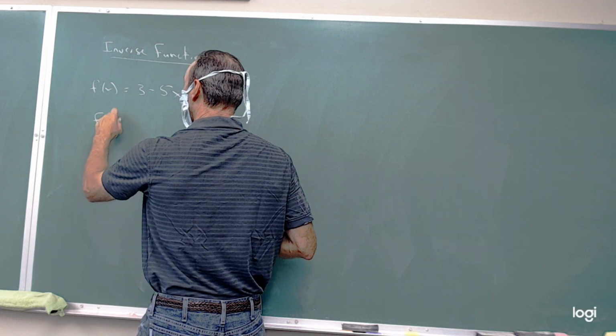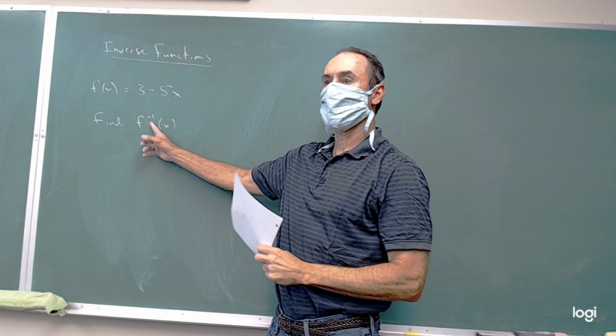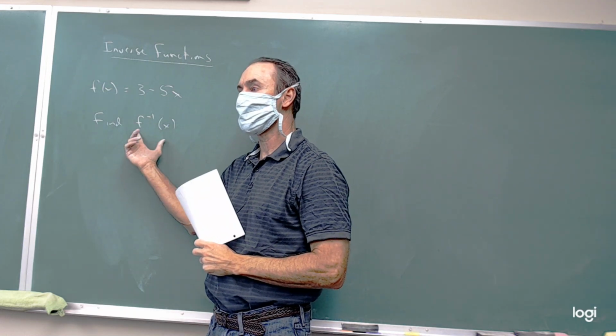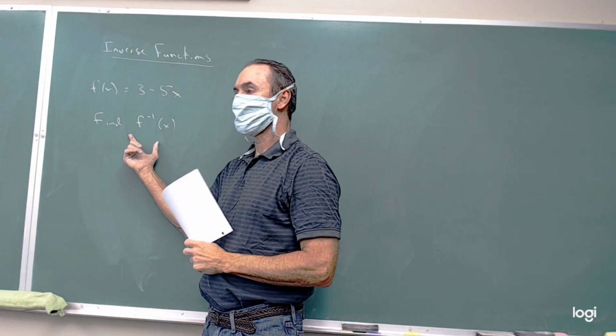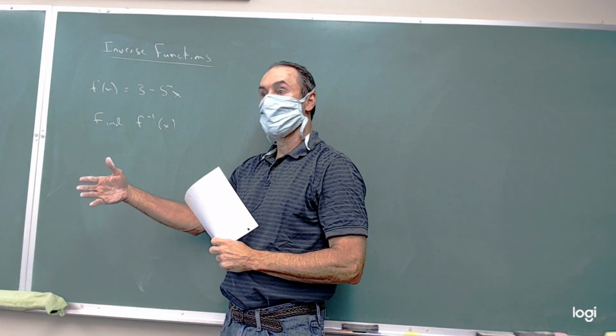And remember, the notation is going to look like this. That is not a negative 1 exponent. That's inverse function notation. Unfortunate that they look exactly the same, but in context, this is not 1 over f of x. So how are we going to find it? You're going to switch the x's and y's and then solve for y.